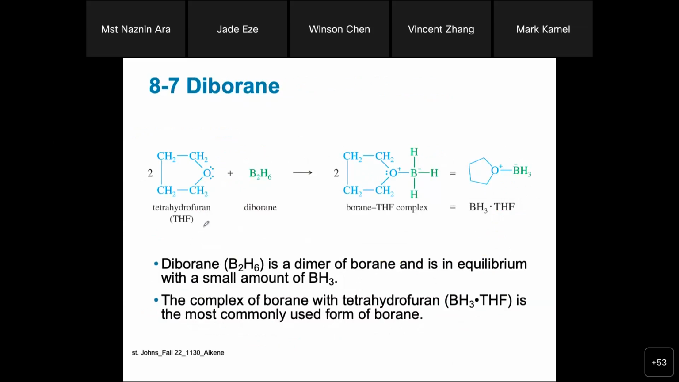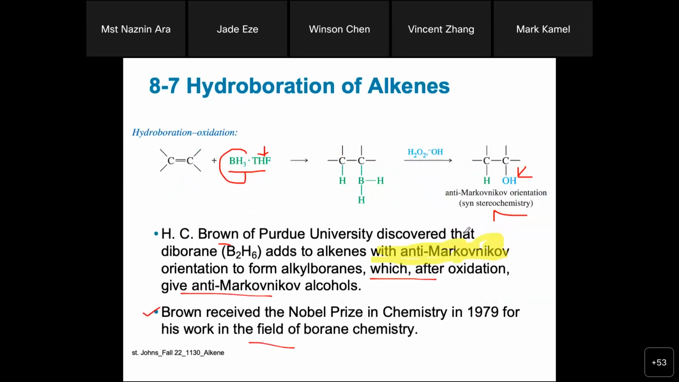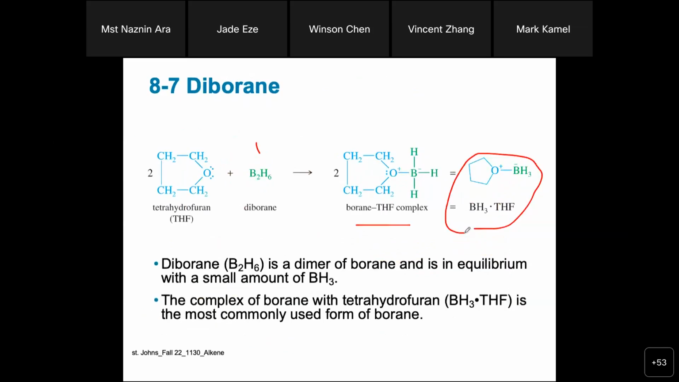Diborane and tetrahydrofuran. This one is tetrahydrofuran, and this is the diborane. They make this complex, and this is kind of an intermediate formed finally. Okay. So diborane is a dimer of borane and is in equilibrium with a small amount of BH3. So this is how the product comes.